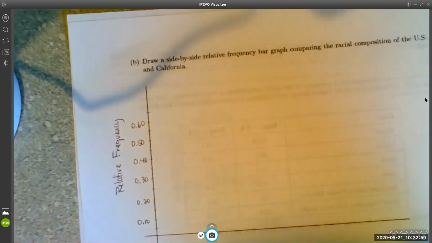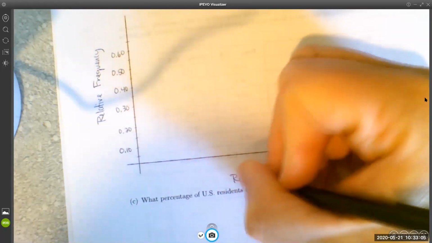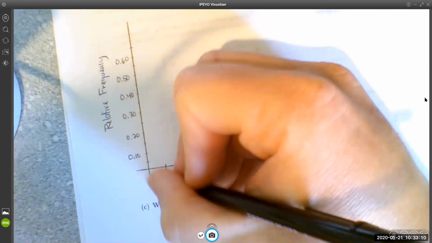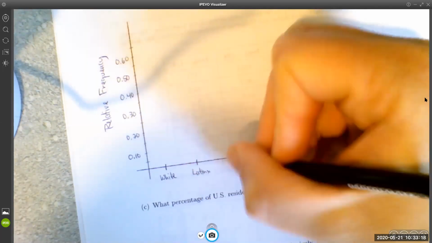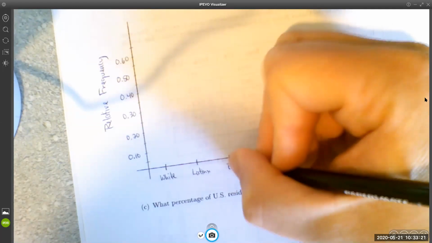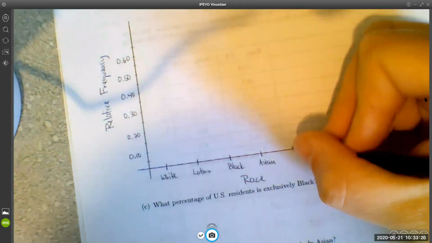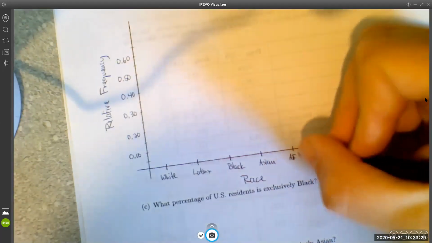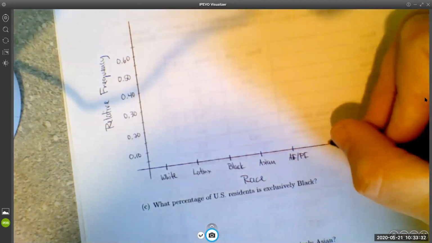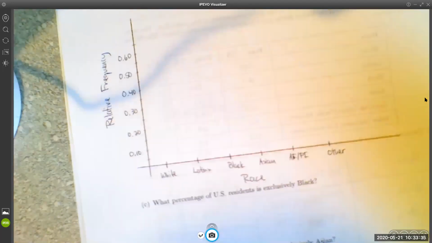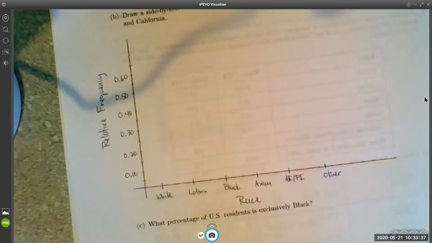And then down here, on my horizontal axis, that's where I'm going to put the races, right? So I'm going to put race down here. And what did we have? We had white, we had Latinx, we had black, we had Asian, we had American Indian, Pacific Islander, and then we had other. So again, I guess I didn't need to make my axes quite so large. That's okay.